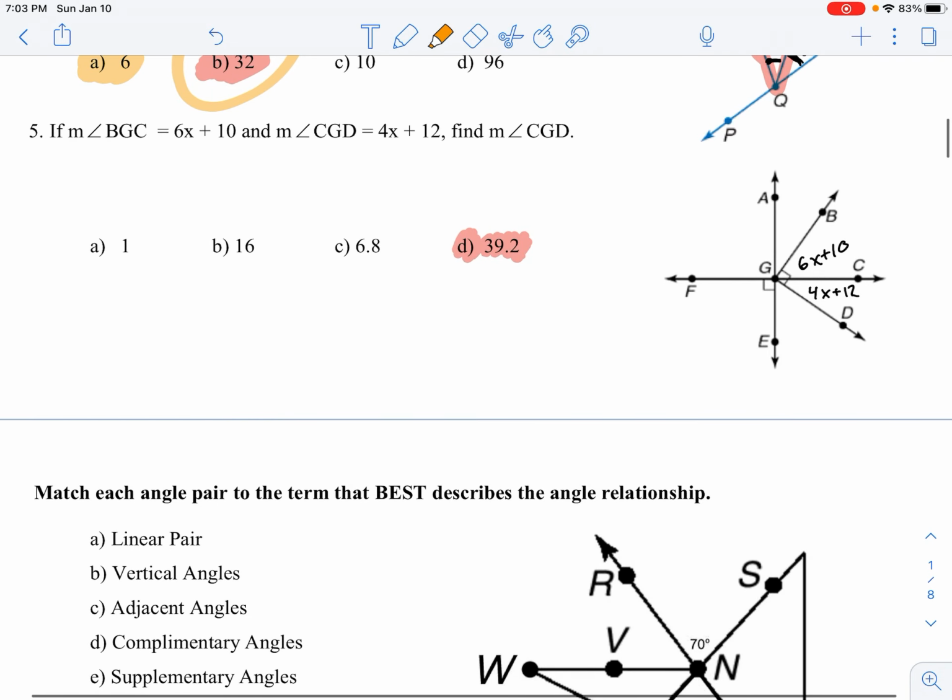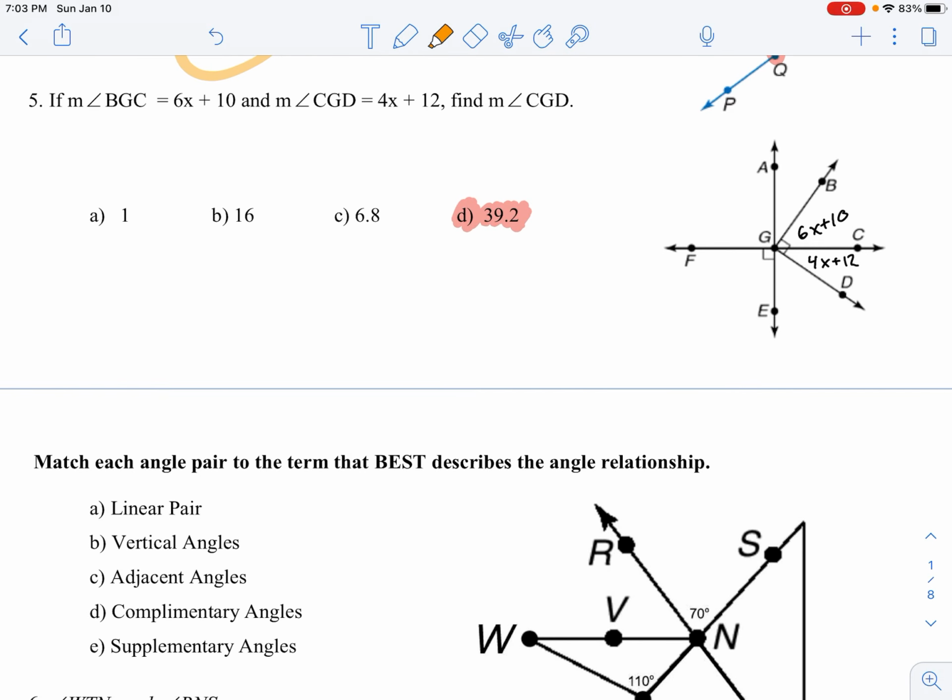Number 5, it says if measure of BGC equals 6x plus 10 and measure of CGD equals 4x plus 12, find the measure of CGD. Okay, so basically what I did was I filled in those two pieces right there, and then what it's looking for is the entire angle, so those added together. Again, we're going to use the angle addition postulate on this. So we'll do 6x plus 10 plus the 4x plus 12.